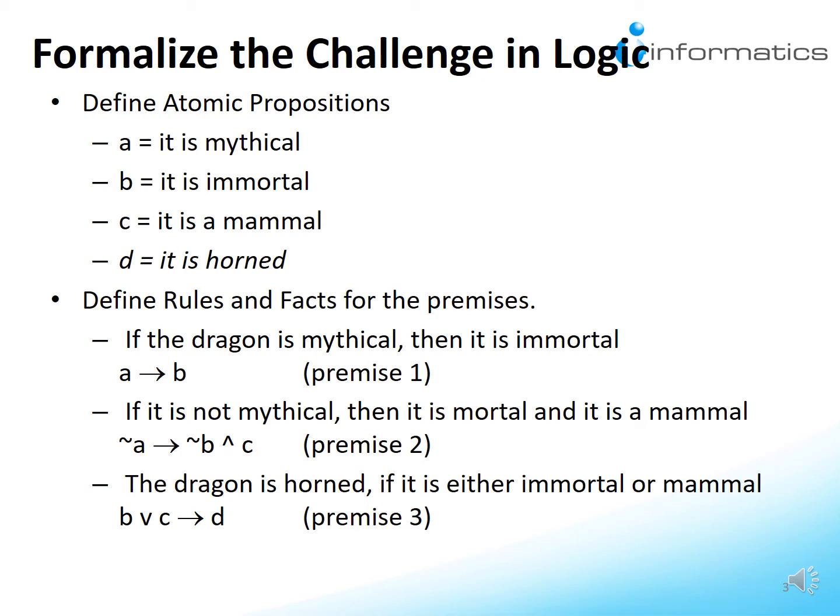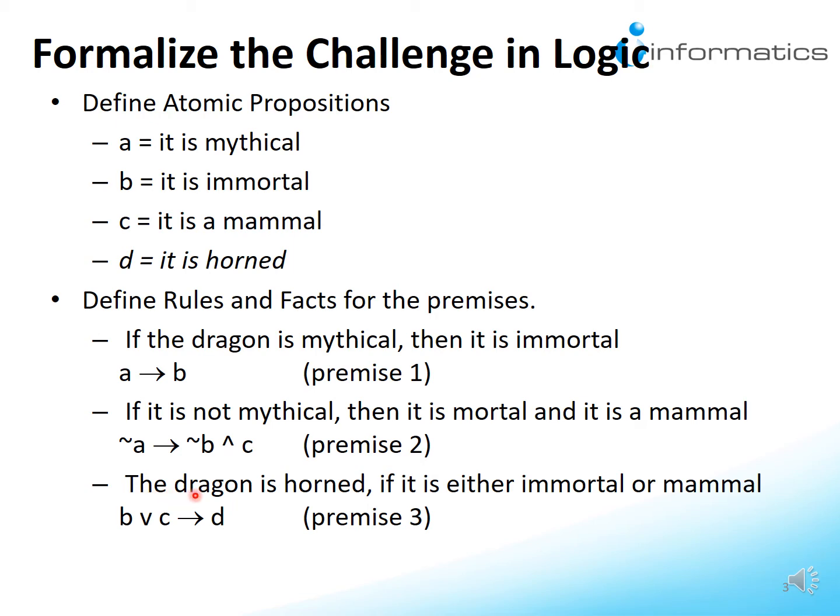For the second statement, if it is not mythical, then it is mortal and it is a mammal. It is not mythical means not A. It is mortal means it is not immortal, so it can be represented as not B. It is a mammal, then we represent by a third atomic proposition, C. So the whole statement can be written as not A implies not B and C.